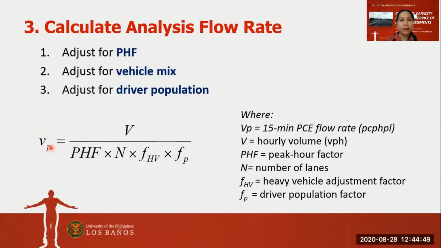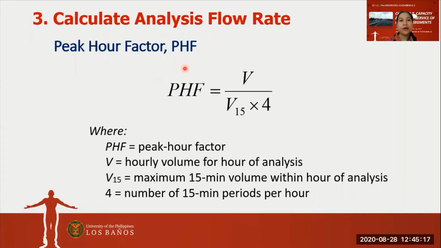We determine the flow rate by dividing the hourly volume of the freeway by the product of your peak hour factor, the number of lanes in one direction, the heavy vehicle adjustment factor, and the driver population. Now, how can we determine the values of these? The peak hour factor can be determined by dividing the hourly volume by the maximum 15-minute volume within the hour of analysis, multiplied by 4. So that's the peak hour factor.